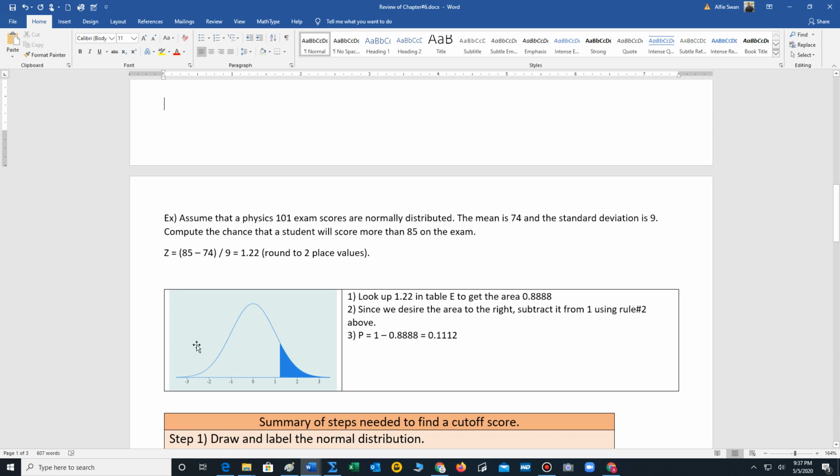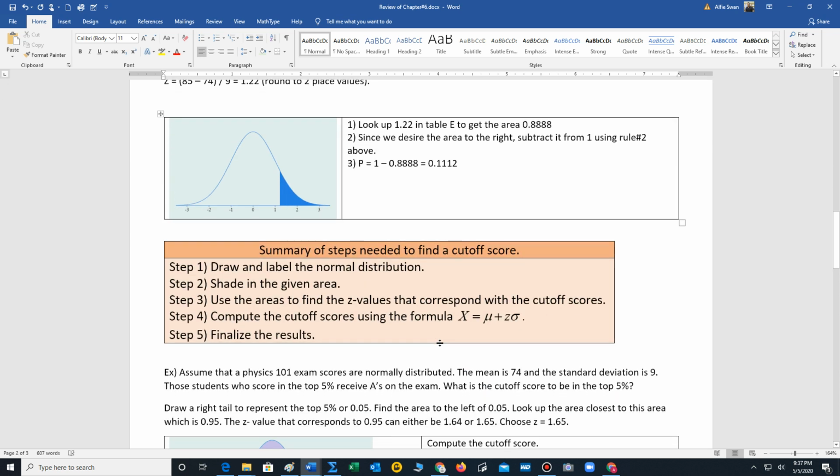So here I have the standard normal distribution. We're first going to convert using our z formula. We will convert 85 to a z value. So 85 minus 74 divided by 9 is 1.22. So we want to find the area to the right of 1.22. We look up 1.22 in Table E, we get 0.8888. That's the area to the left. Since we want this area to the right, we just subtract it from 1, and we have the answer, 0.1112.